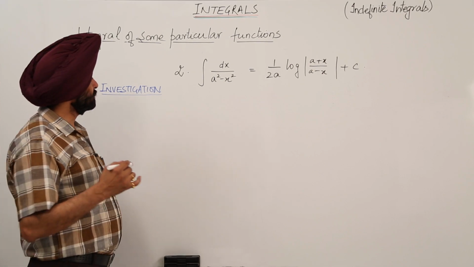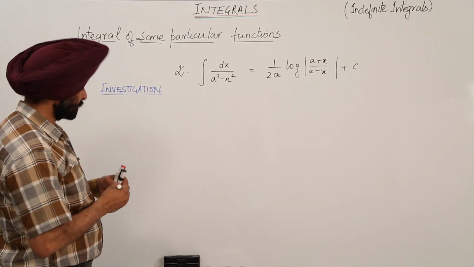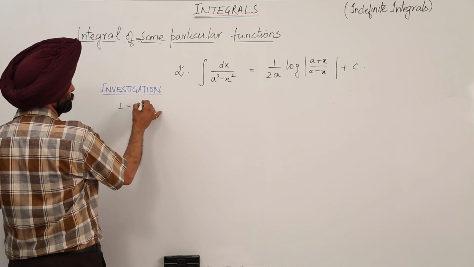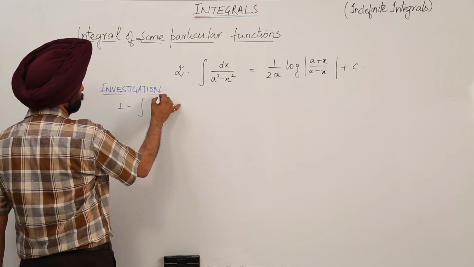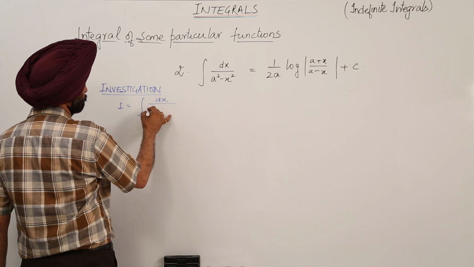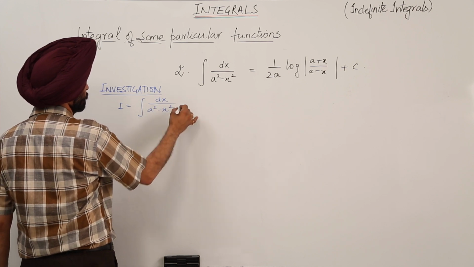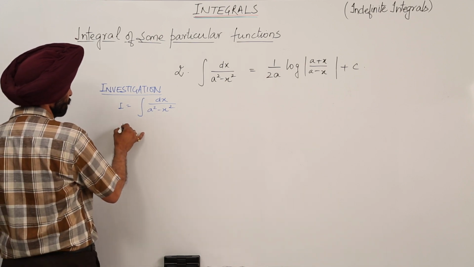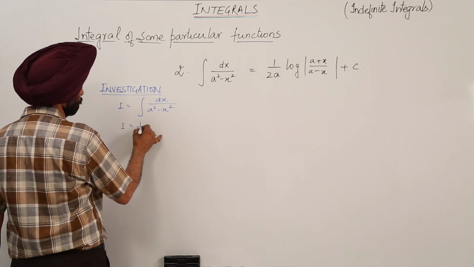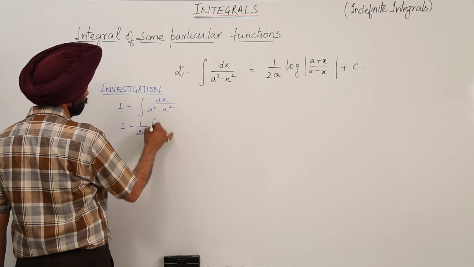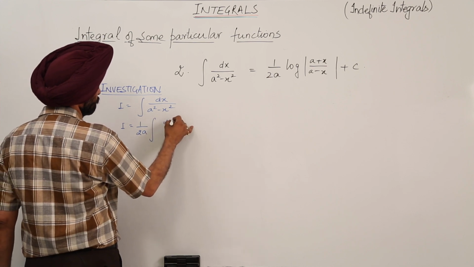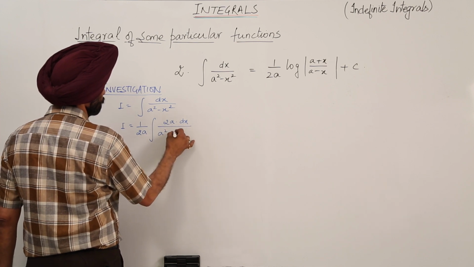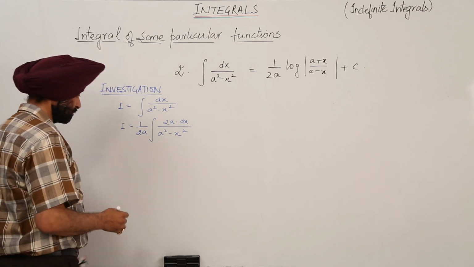Now, deriving the second particular function. Now, the integration process. I is equal to integration of dx upon a square minus x square. Now, again multiplying by 2a, we are getting 1 upon 2a with dx upon a square minus x square.